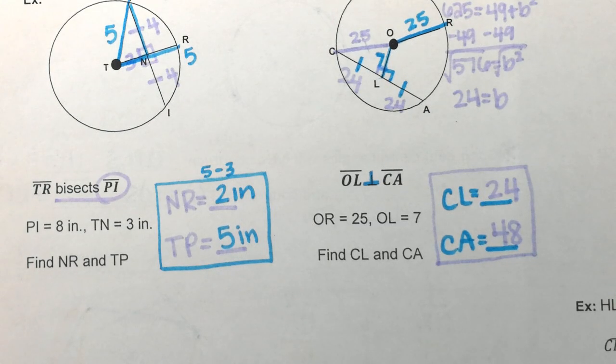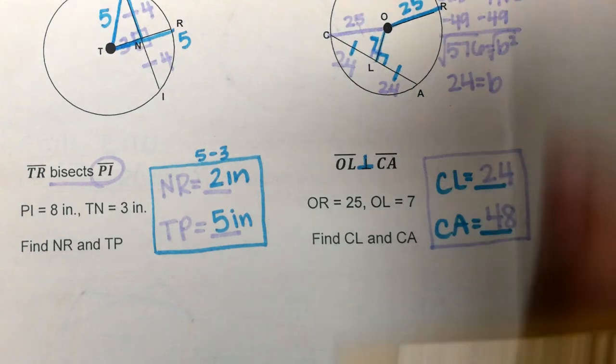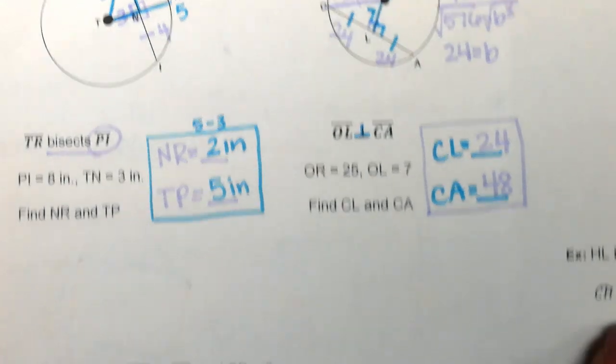All right, I want you to try example 3 on your own. Go. The one on the bottom. Sorry. It doesn't have a number. Just the one on the bottom.